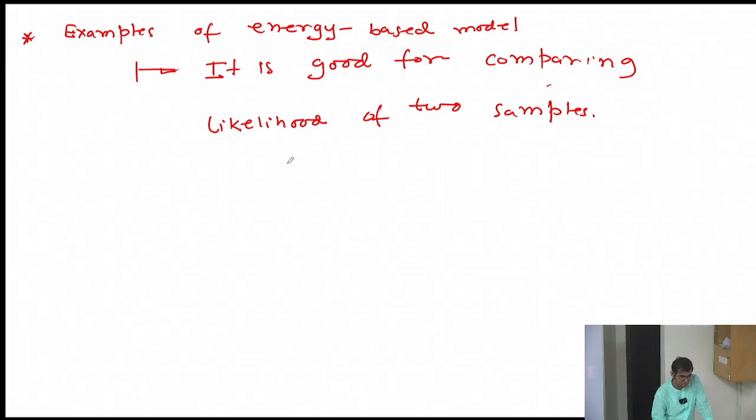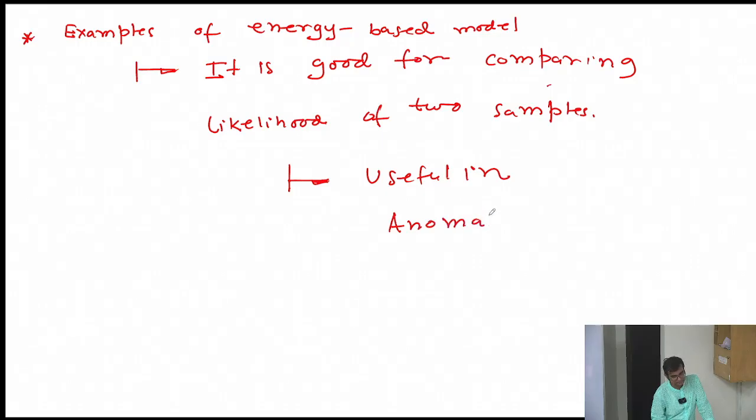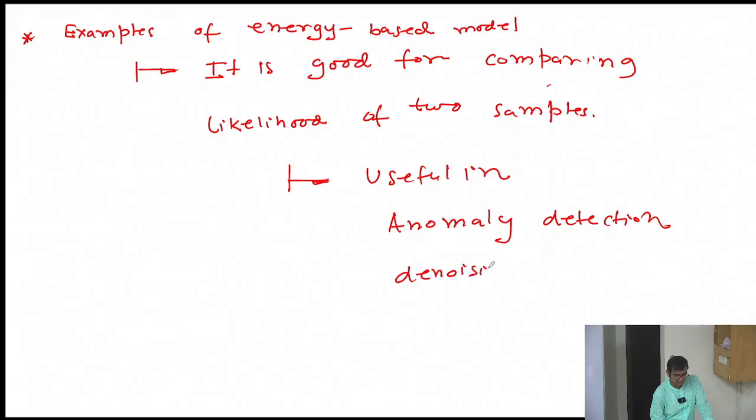This is useful in anomaly detection and denoising. Because in denoising, you are trying to find which pixel is having how much noise compared to the other pixels. So it becomes a comparison like that.